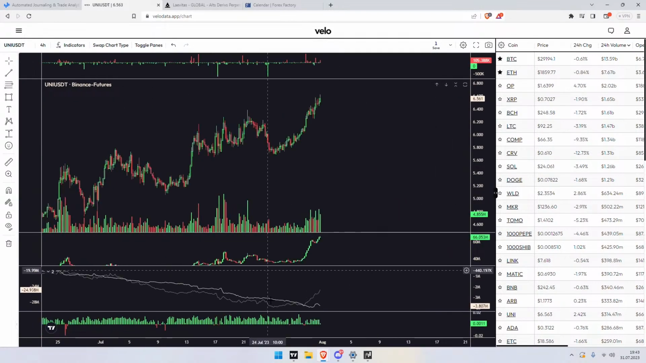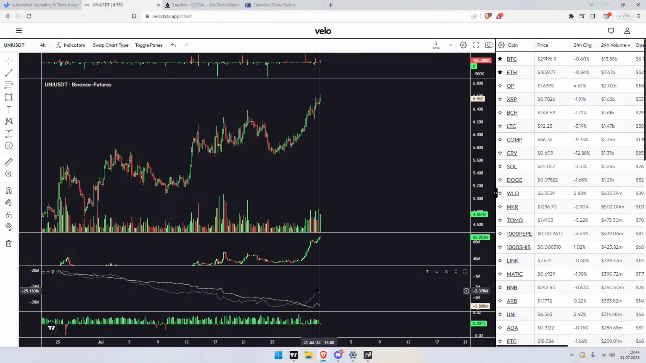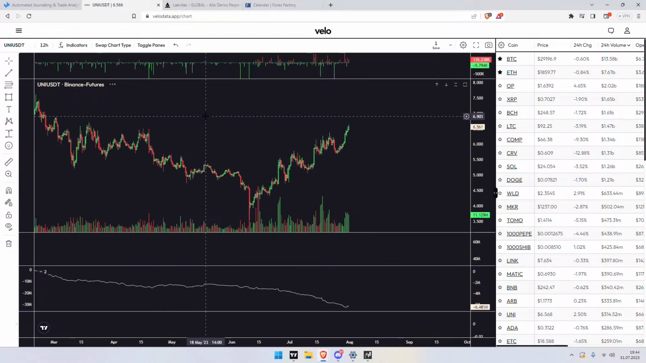Basically all the buying is coming from perps. That's maybe a little bit of a concern here. This grayish thing is the perp CVD. I don't know if I feel like this is a good buy.